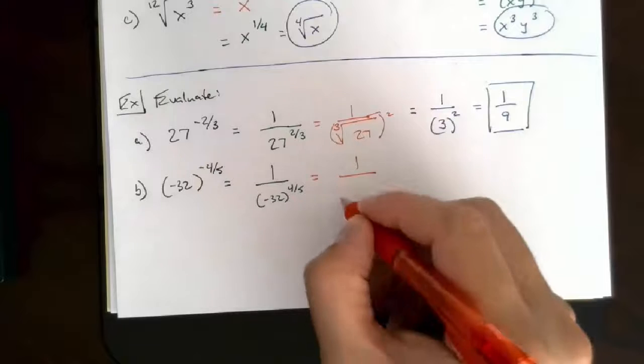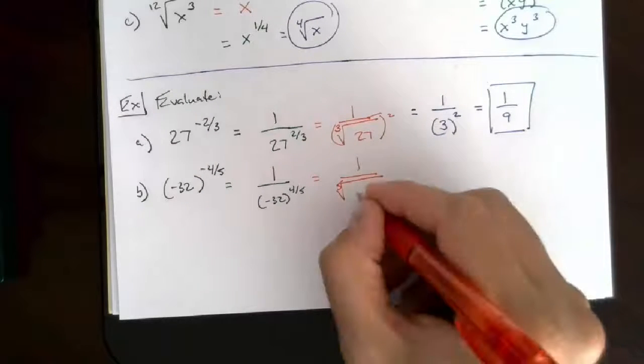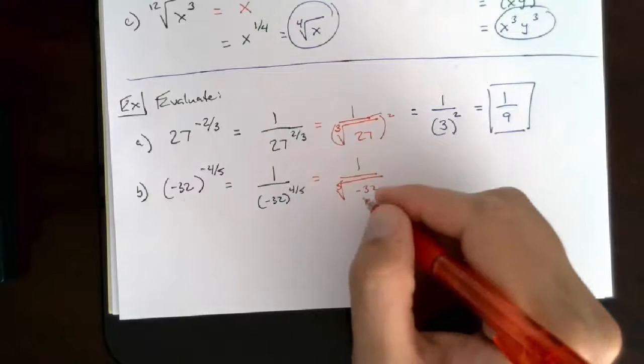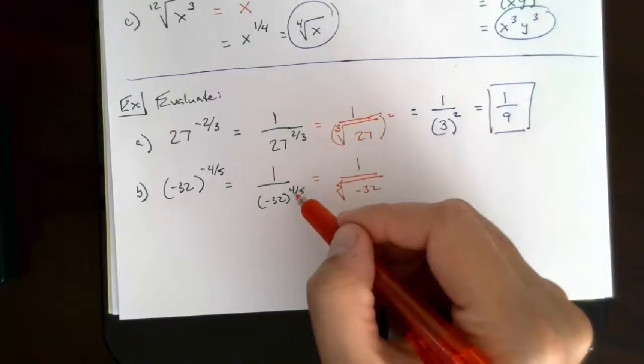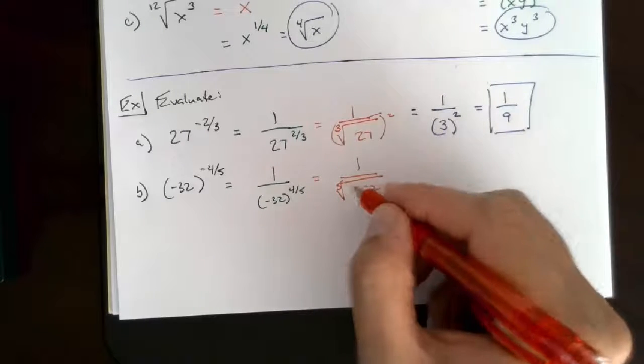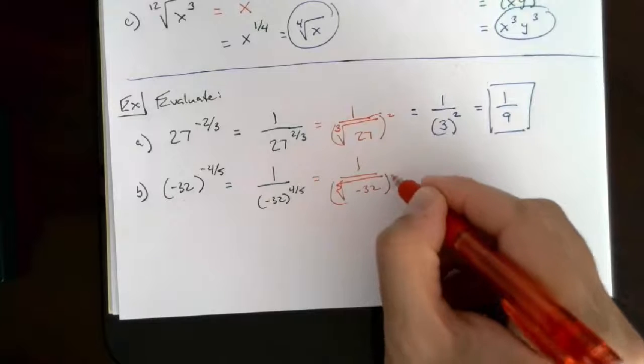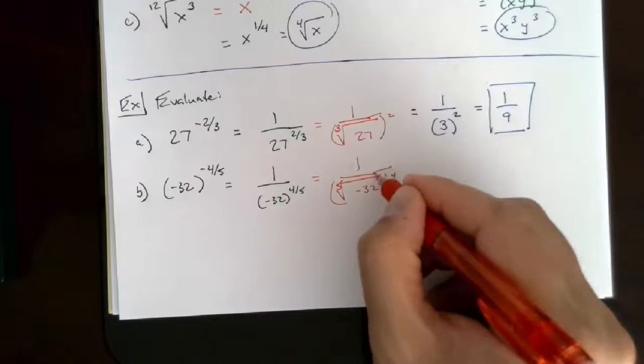What's the root? Well, it's the fifth root of negative 32. That's the base, and I'm raising it to the fourth power. So the root is the fifth root, the power is the fourth power. Do I want that power 4 on the inside or the outside? Well, I'm going to move it to the outside because I know 32 is a perfect fifth power.